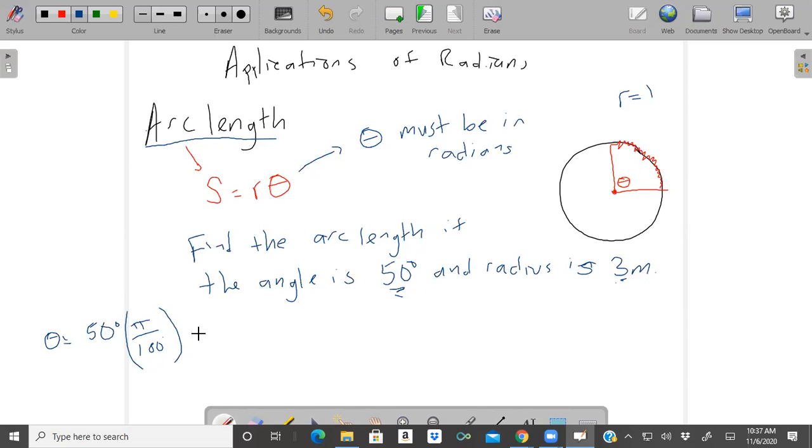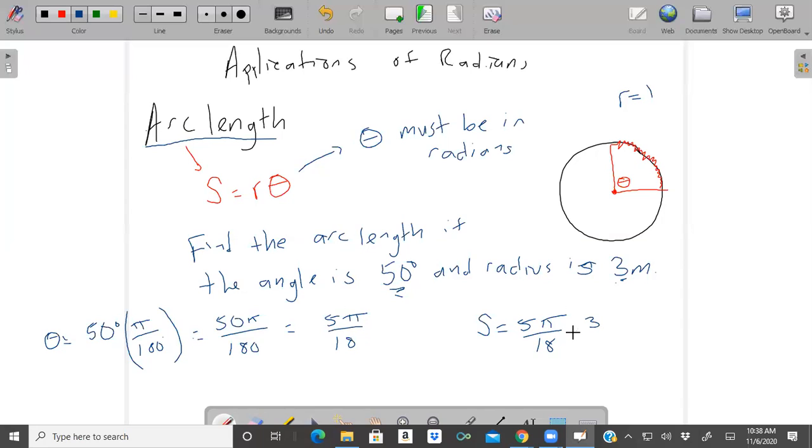Okay, so it's going to be 50 pi over 180. And now I can simplify this down to 5/18, so this would be 5 pi over 18. If I could simplify it more, I would, but I can't. So now remember, my arc length is radius times angle. The angle is 5 pi over 18. So my arc length is going to be equal to 5 pi over 18 times 3.